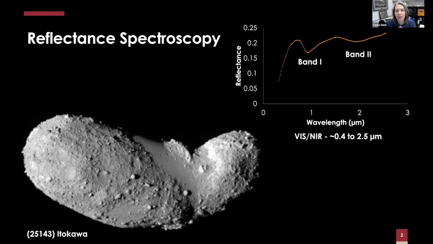An absorption band is a wavelength location where light is absorbed rather than reflected. And in the example you can see here in the upper right-hand corner, there are two absorption bands, one at 1 micron and the other at 2 microns. Next slide.